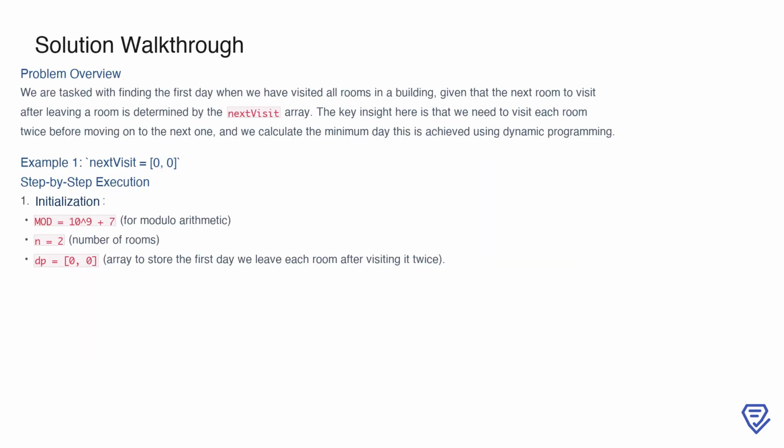In this problem, we need to determine the first day we visit all the rooms in a building. The key observation is that to fully visit a room, we must enter and leave it twice before moving on, following the sequence dictated by the next visit array. We'll use dynamic programming to calculate the minimum day this happens.